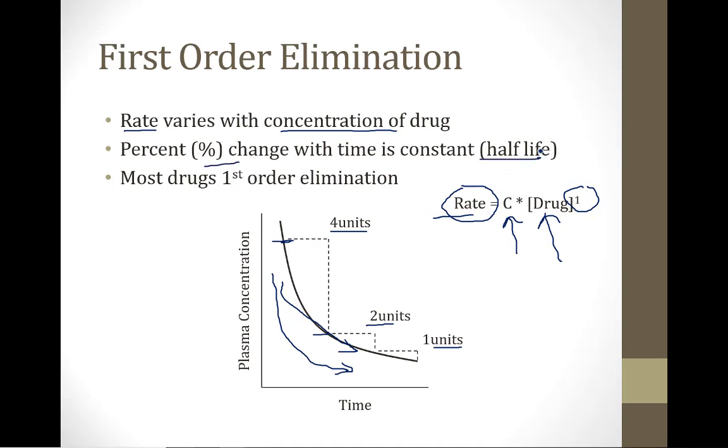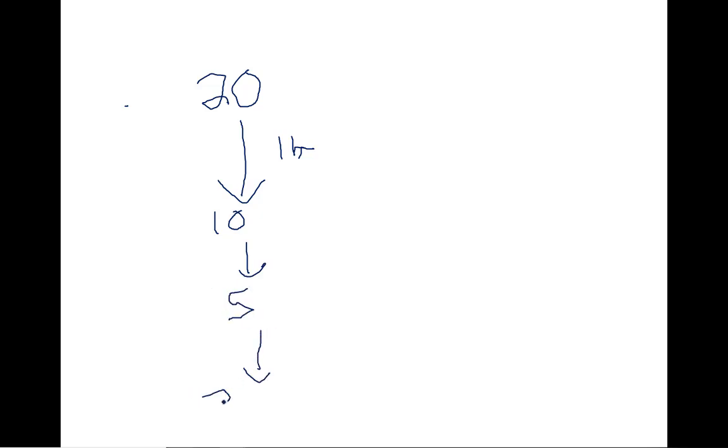So the half-life of these drugs is constant, even though their rate of elimination is changing over time. Let's go back to our example of a drug with a concentration of 20 milligrams per liter in the plasma. If this drug underwent first-order elimination, then after, for example, 1 hour, if that were the half-life, we would then have 10 units. And after another hour, we would then have 5 units. And after another hour, we would then have 2.5 units.